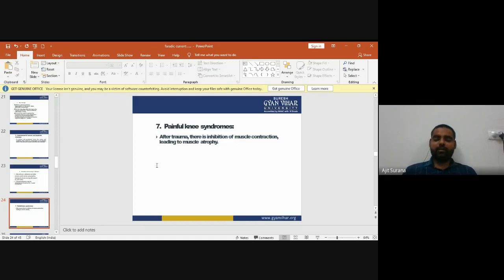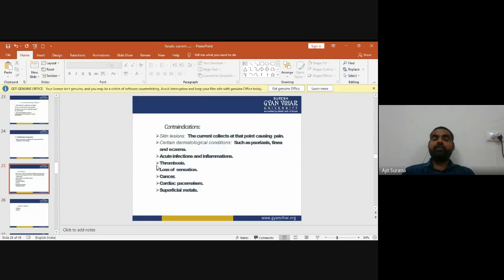So this is all about the preparation of the machine and the techniques of application of Faradic type current. First is the preparation of the apparatus or machine, and second is the preparation of the patient. Now the contraindications of Faradic type of current.